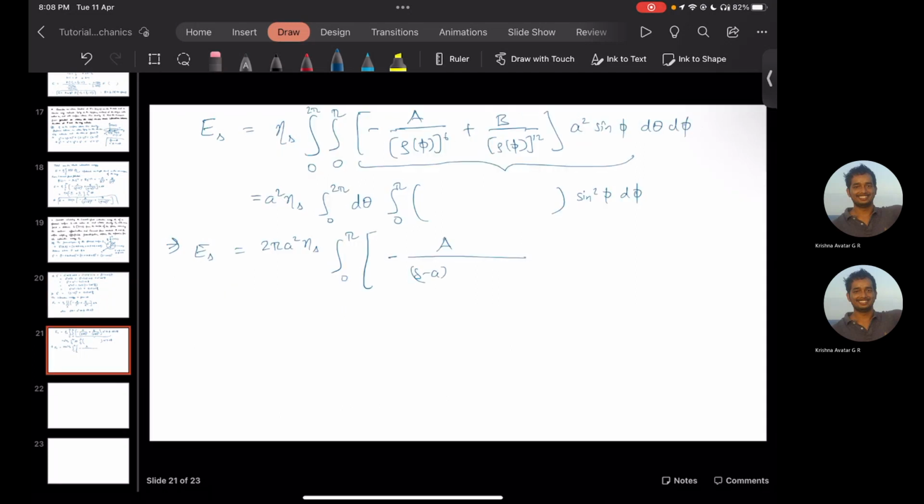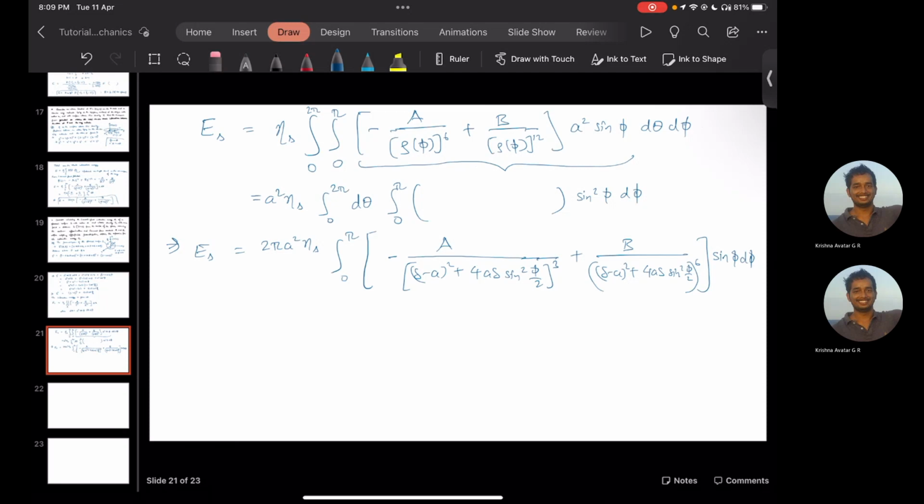Del minus a whole squared plus 4a del sine squared phi by 2, and this was raised to the power 3. Likewise, for b, we'll have b by del minus a whole squared plus 4a del sine squared phi by 2 to the power 6 into sine phi d phi. Now we have a very complex expression.